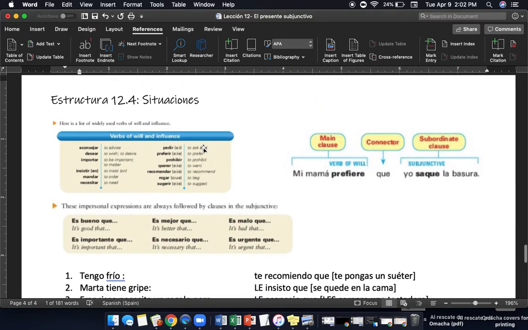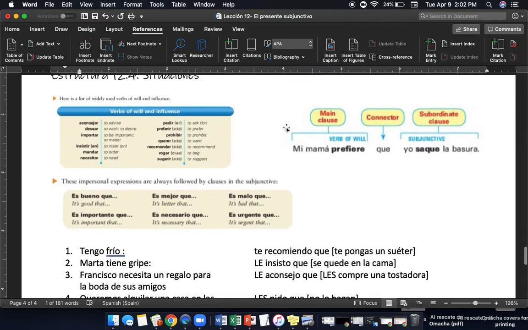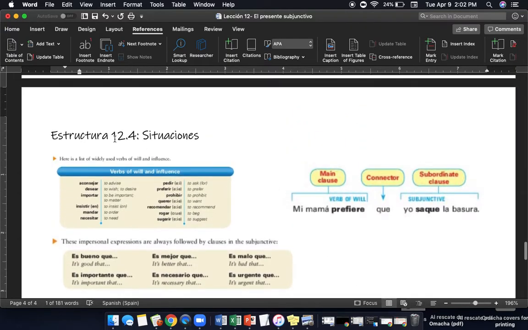So again, no matter what you're trying to do, you have to respect the structure of these will and influence ideas using the subjunctive. I definitely suggest that you go back. Again, it's the Estructura 12.4, Activity Situaciones. And I've tried to leave you as much feedback as I possibly can. If I didn't leave you feedback, it's because I stopped after a couple of you guys were struggling, and I decided to do this video for everyone.